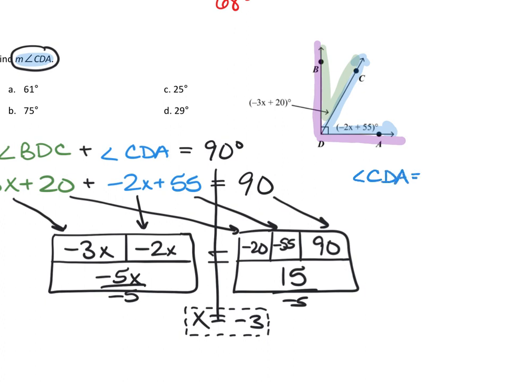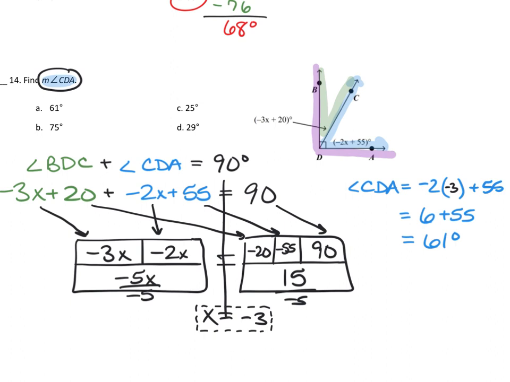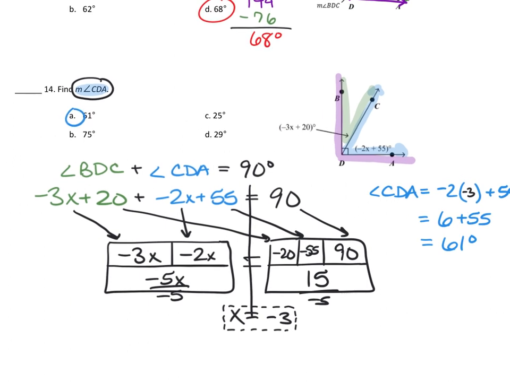And angle CDA has a measure of negative 2 times something plus 55. And we just figured out what that something is. We figured out that it was negative 3. Okay, and I'm trusting my math here. Negative 2 times negative 3 is 6. 6 plus 55 is 61 degrees. So we should have answered A. How many of us got close?